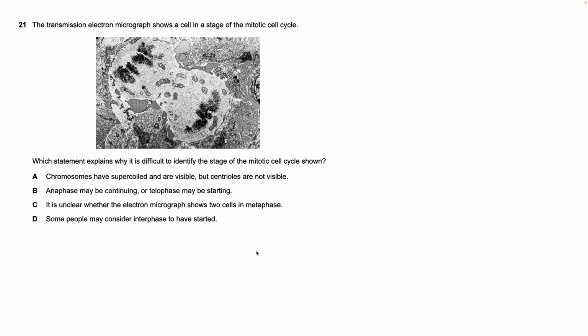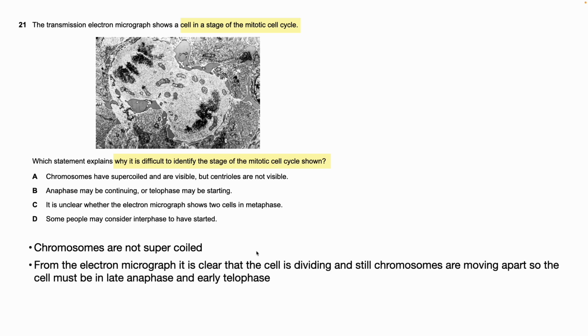Question 21. The transmission electron micrograph shows a cell in a stage of the mitotic cell cycle. Here they are asking which statement explains why it is difficult to identify the stage of the mitotic cell cycle shown. Chromosomes are not supercoiled in this given image, and anaphase may be continuing or telophase may be starting. From the electron micrograph, it is clear that the cell is dividing and the chromosomes are still moving apart. So the cell must be in late anaphase or early telophase.